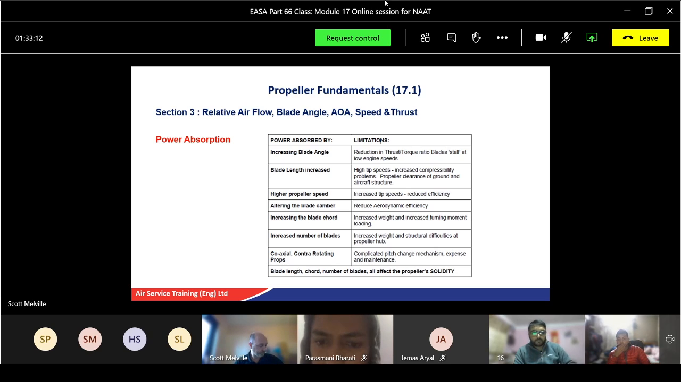Fingers crossed. Right. So, the last one is: what is the usual method to absorb power of the engine? To increase the solidity of the propeller. So, how can we increase the solidity of the propeller? Two main things. If we think of solidity as a solid disc, the propeller is part of that disc. So, to increase the solidity, what could we do?